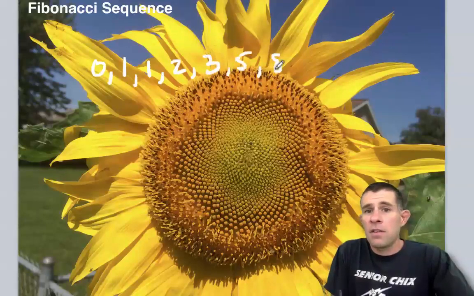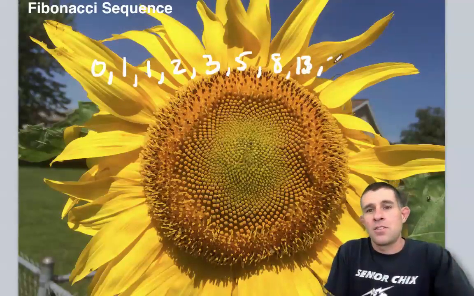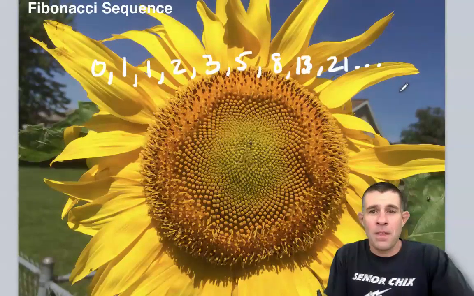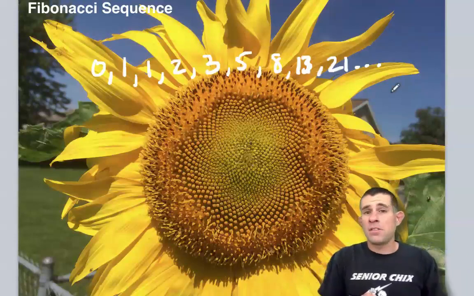It starts off with the number 0, the next number is 1, the following number is 1, and you just add the previous two terms to get the next term. So our next one should be 2, and then comes 3, 5, 8, 13, not 11, 21, and so on and so forth. And this is the famous Fibonacci sequence.